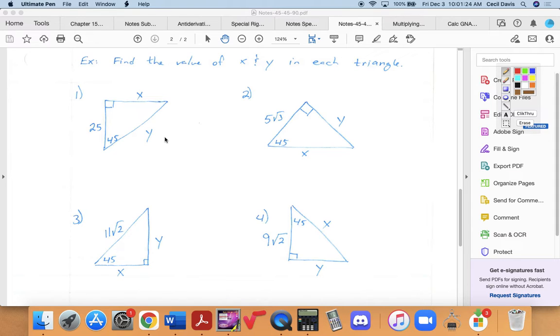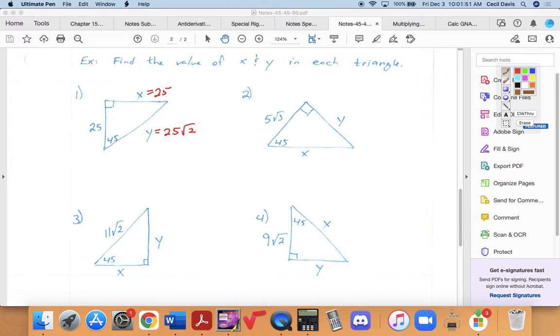So if that's the case, what do we know about the two legs? They're congruent. So x is 25. And using that same pattern that we had before, y will be 25 square roots of 2. We just multiply the leg times the square root of 2. Not so bad.